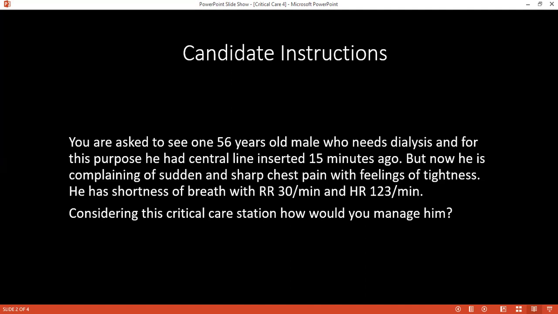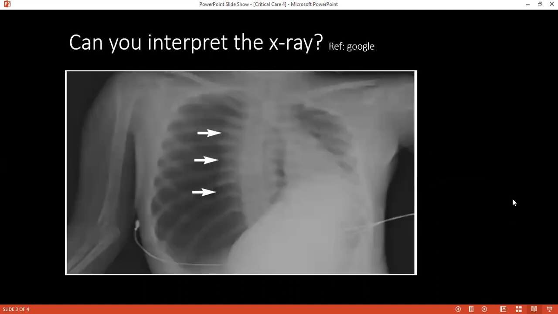Thank you, ma'am. Can you help me read this image, please? Yes, ma'am, it shows a right-sided tension pneumothorax. All right, what are these arrows pointing at? When you're reading an X-ray, first you have to tell me what exactly you're looking at, what kind of image that is. And then in A, B, C, and D, can you tell me what all these are when you're reading an X-ray?